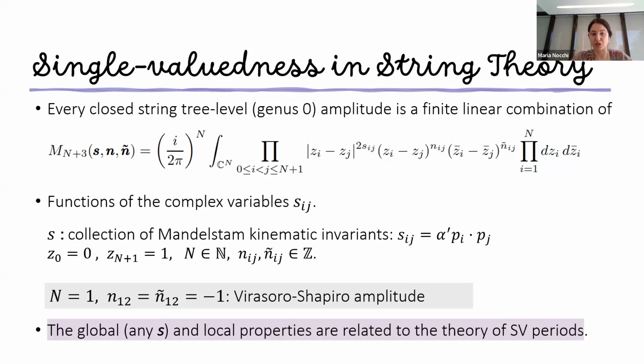And for example, the Virasoro-Shapiro in this general setup is just the result for N equals 1 and these values of n and ñ. The next step is to analyze this kind of integrals since they give us the closed string amplitudes for global and local properties. So by global, I mean the properties that you have for any S, and by local, I mean some specific choice of S. These are both related to the theory of single valued periods. So again, single valuedness appears naturally in the context of string theory amplitudes in the closed sector.